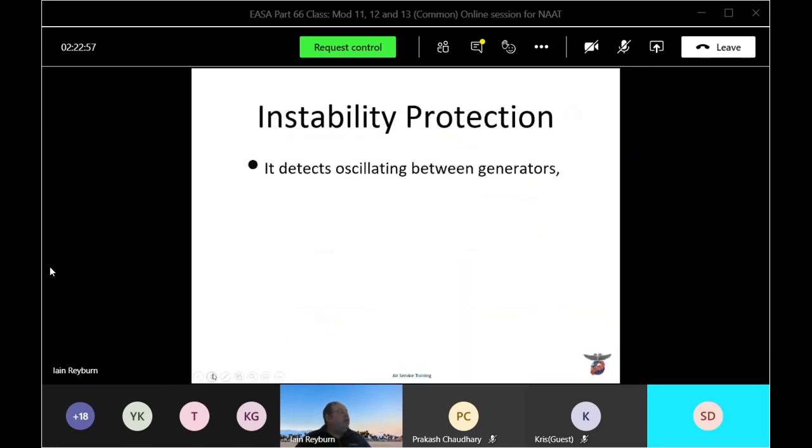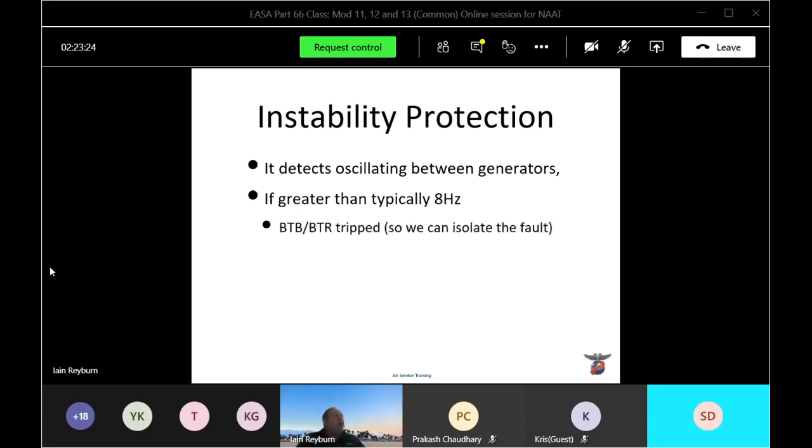So instability protection detects oscillation between the generators. What it says here is that it is allowed an 8 Hertz difference. Please remember that. So with instability protection, if one of the generators' output is greater by 8 Hertz, it will open up the bus tie breaker. So the system will know which generator is causing the fault.